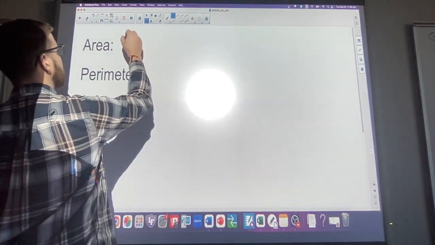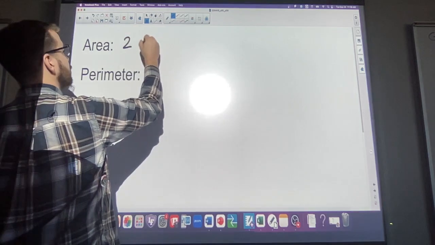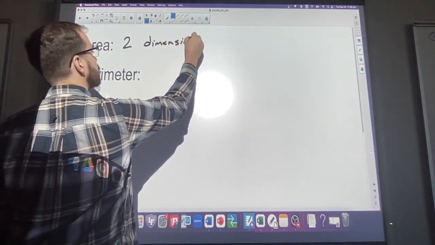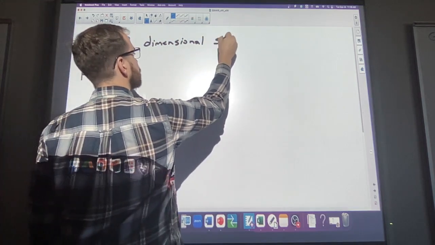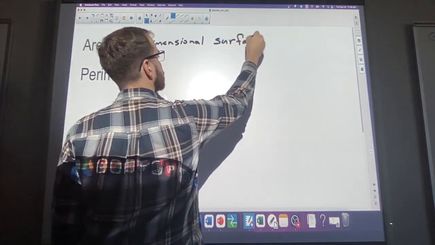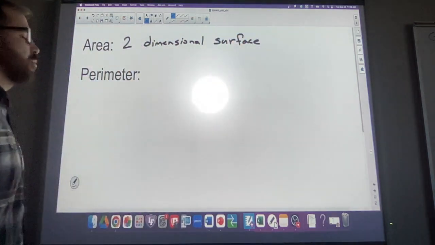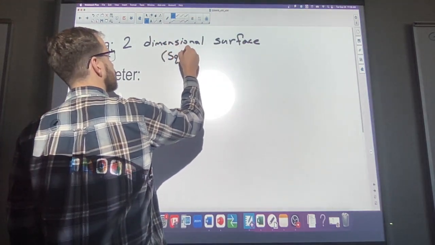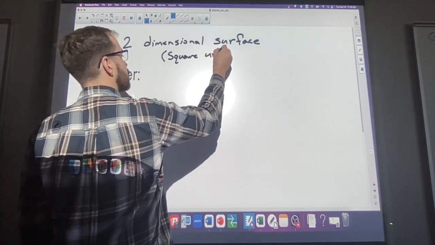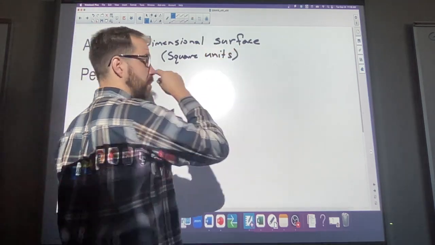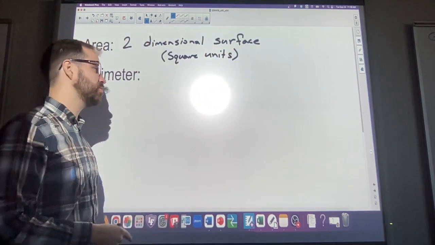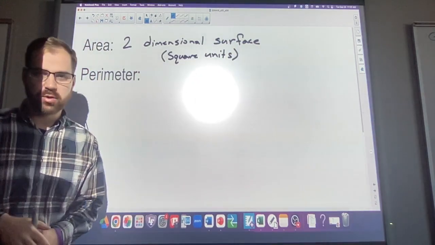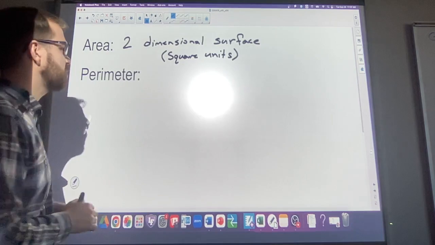Area is a two-dimensional surface. And one thing you need to know about this is it's measured in square units. So make sure that you're doing inches squared, centimeters squared, miles squared, whatever it is, in square units, because it has two dimensions. So that's why the square is there.